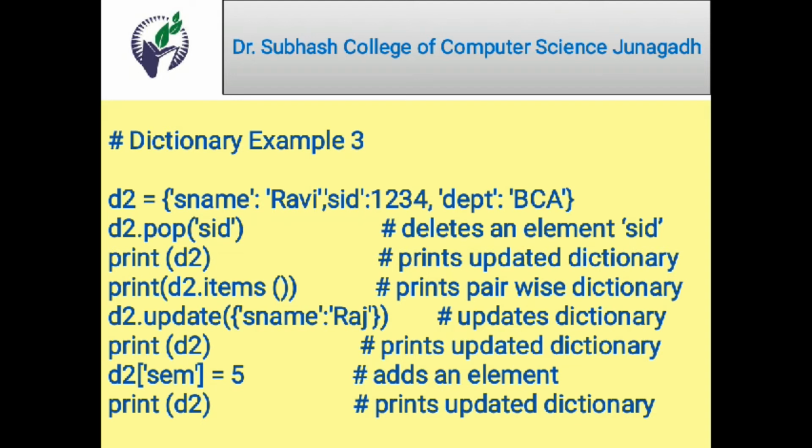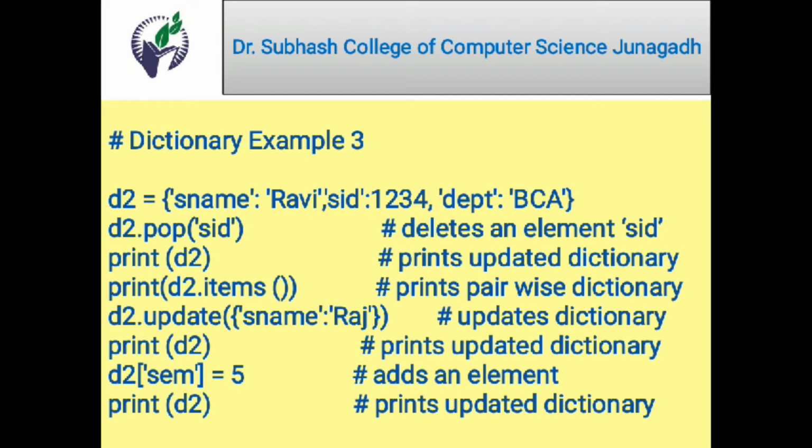Same D2 dictionary that we have created: student name Ravi, student ID 1234, department that is BCA. Now what will happen? D2.pop SID, what does it mean? We want to delete an element. You know very well that we have seen push and pop operations on a stack. Here the name is pop, but it works somewhat differently. If we use it without any parameter, or with a parameter, it works differently. Pop means remove an element in the context of a dictionary.